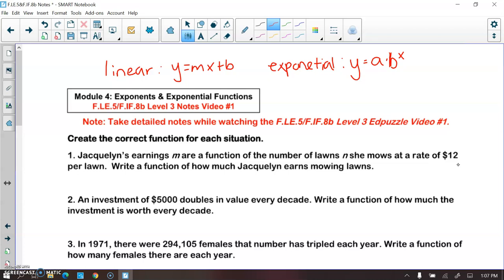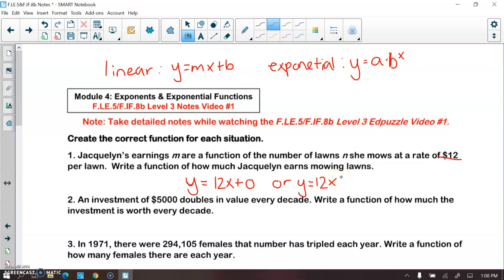And so we have y is equal to what we're adding each time, which is 12, times x. And then she started with $0 when she first started mowing lawns, so plus 0. Or if you just wanted to write it as y is equal to 12x, that would be okay as well.